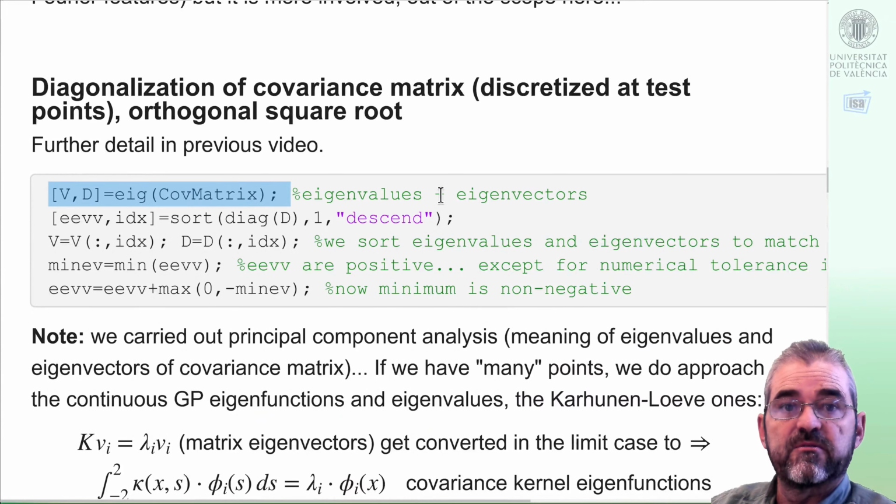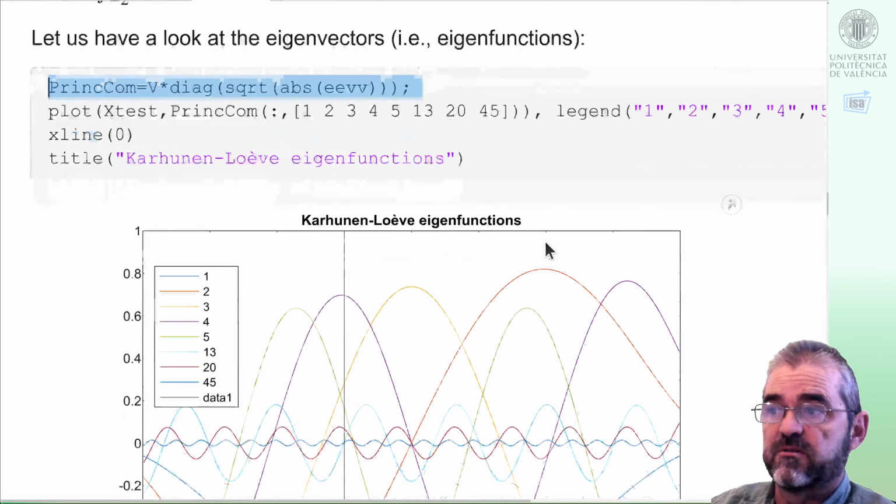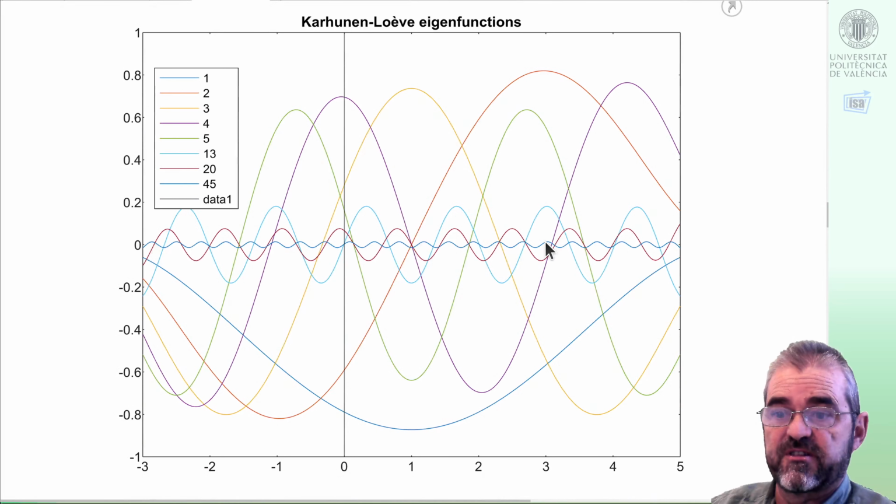If the matrix square root is obtained from the diagonalization, this is the matrix square root in this case, then the columns of Q are the so-called Karhunen-Loève eigenfunctions in the continuous time case, or principal components in the discrete multivariate statistics, and they have this kind of sinusoidal shape, and we devoted a video to analyzing the meaning of them.